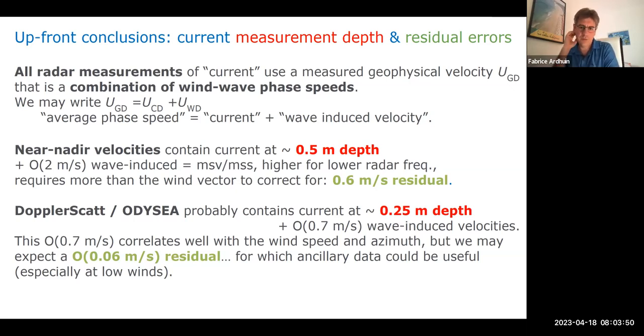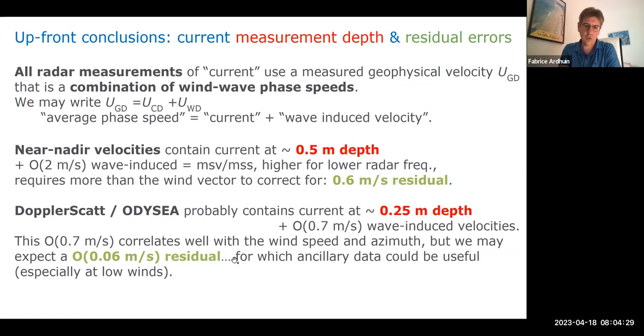This is why on SKIM we went for a measurement of the wave spectrum on top of just the Doppler velocity, so you can use wave spectrum information to reduce that residual. In the case of DopplerScatt and ODYSEA, you can make an argument that the depth of measurement is typically around half of that, and I'll explain that. The order of magnitude shown by Ernesto is a typical 0.7 meter per second wave-induced velocity. That correlates well with the wind, but if it scales with the Stokes drift, you can expect a 0.06 meter per second residual.